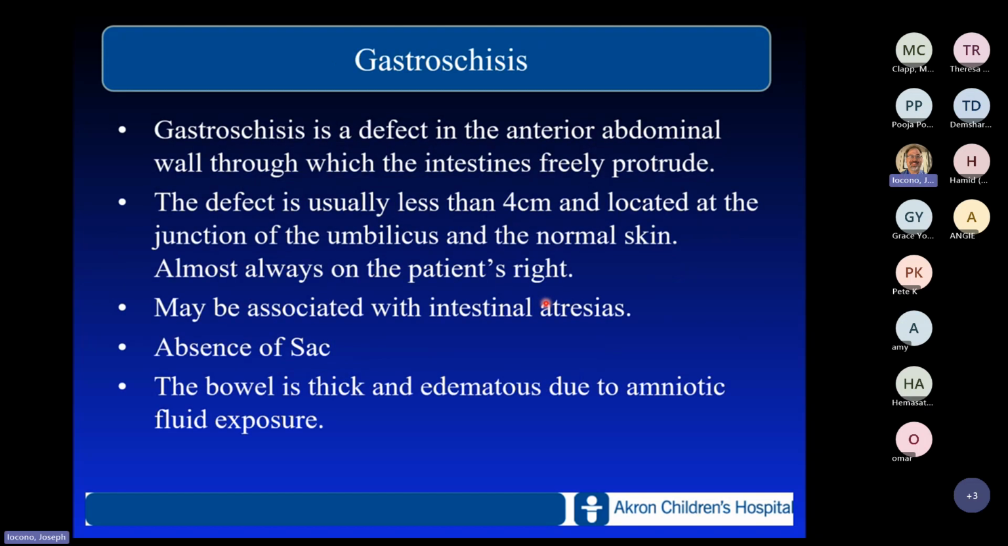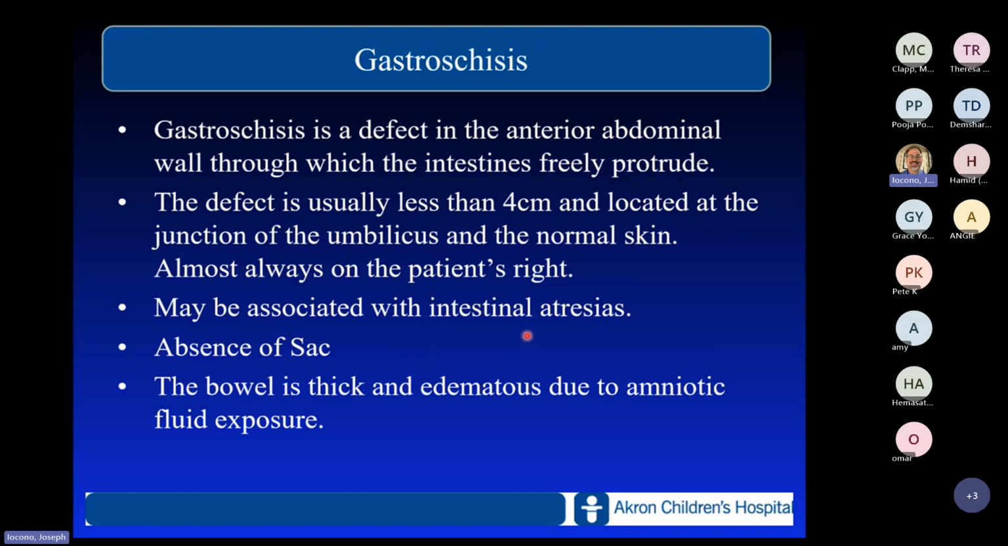Gastroschisis is a defect of the anterior abdominal wall. All the intestines freely protrude. There is no sac. The defect is usually less than 4 centimeters and located at the junction of the umbilicus and normal skin. It's always on the right. Sometimes there's a skin bridge, but usually it's just an opening to the right of the umbilical cord coming out of the umbilicus. As I said, no sac.